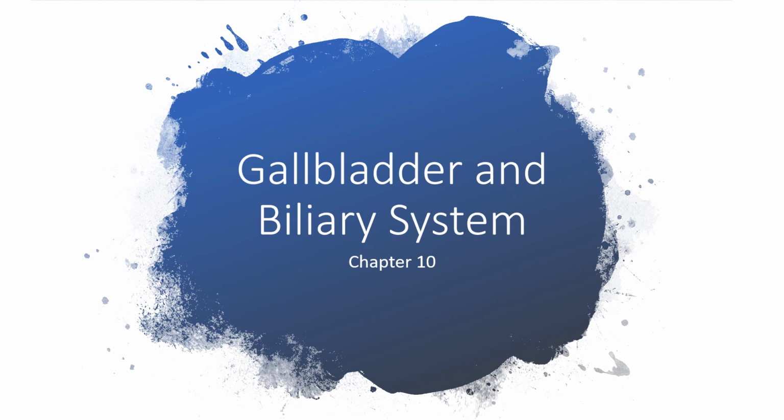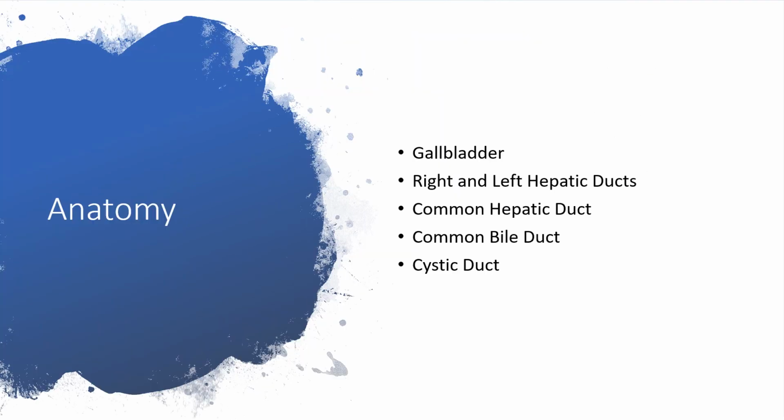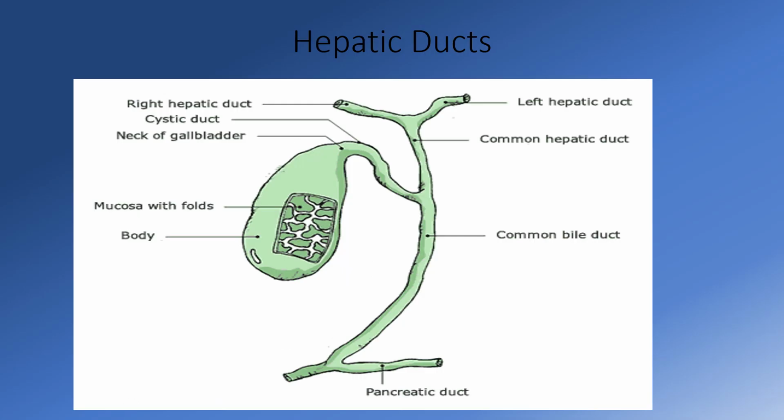Chapter 10 of Hagen Answered, the Gallbladder and the Biliary System, Lecture 1. So anatomy of the biliary system is going to include the gallbladder, the right and left hepatic ducts, the common hepatic duct, the common bile duct, and the cystic duct. This is one of the easier anatomy lessons that we're going to do.